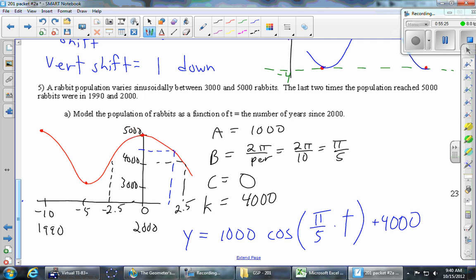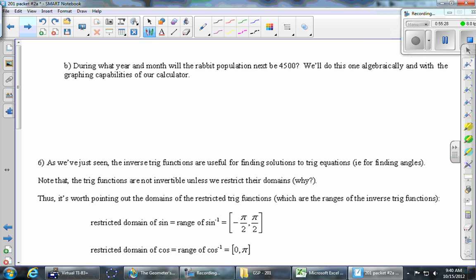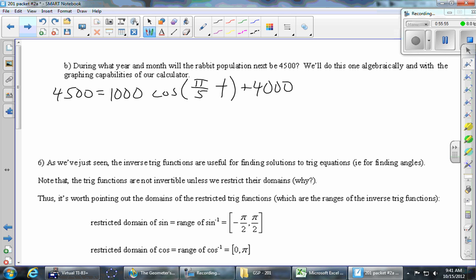Okay, so let's see if we can do some algebra to get the precise answer. So we want the population to be 4,500. So let's rewrite our equation from before. You have to help me remember. 1,000 cosine pi/5, and then 4,000. Okay, so that was the right-hand side of our equation. Equals 4,500. Right? Okay, so this is the equation we're after. And we've estimated that the t we're going to get is going to be something around 2.